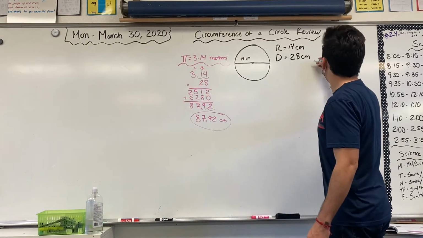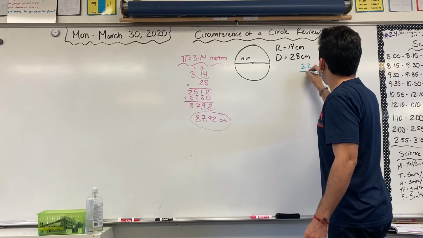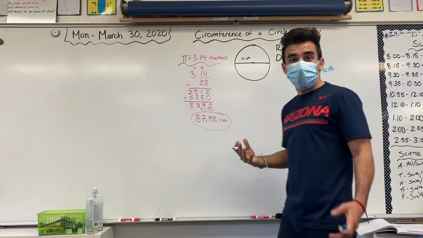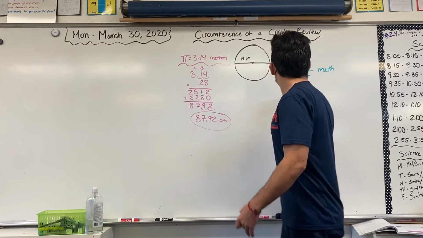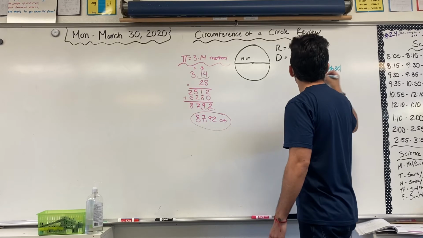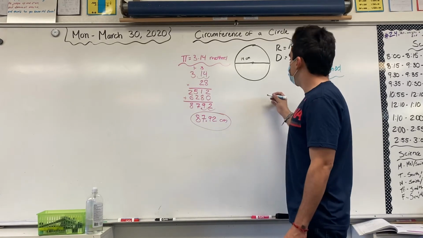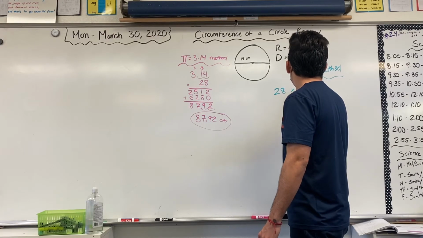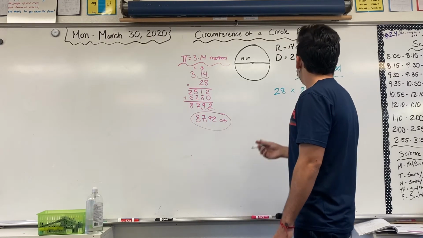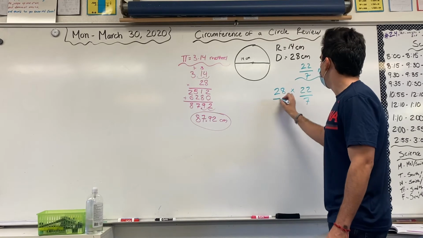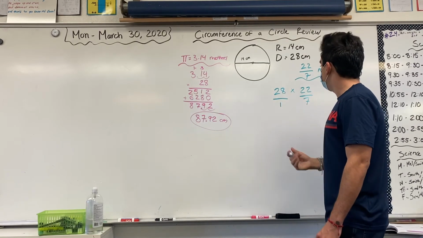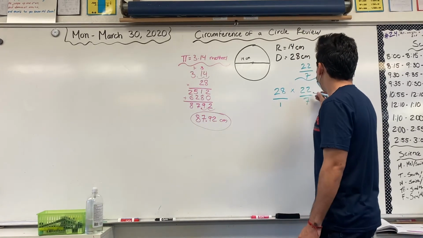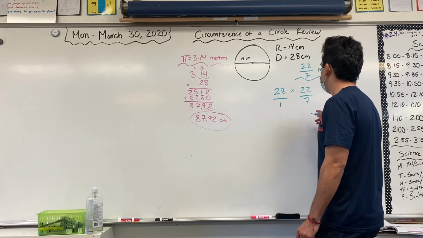And let's talk about our 22 over 7 method. Now remember, we did 22 over 7 because 22 divided by 7 is approximately 3.14. So the first step I'm going to do is 28 times 22 over 7. Now if you want to turn it into a fraction, please do. If that helps you, do it. That's awesome.